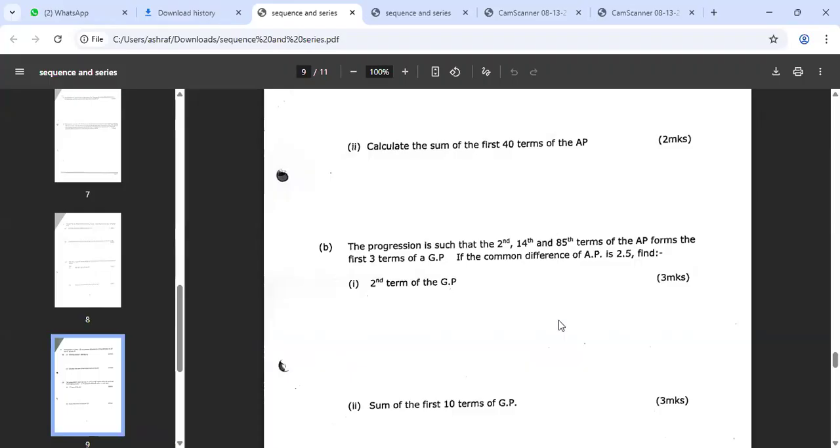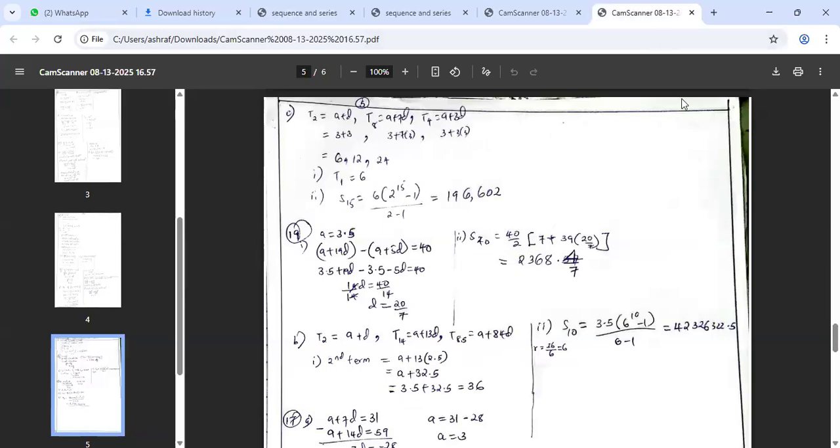What is the sum? So this is how you work it out. We have the AP that you're given, A was 3.5. We've been told T2, T14, and T85 form the first three consecutive terms of the GP. So the second term will be T14, which is A plus 13D. We've been told to use a D of 2.5. So if you substitute A as 3.5 and D as 2.5, you get your value as 36.